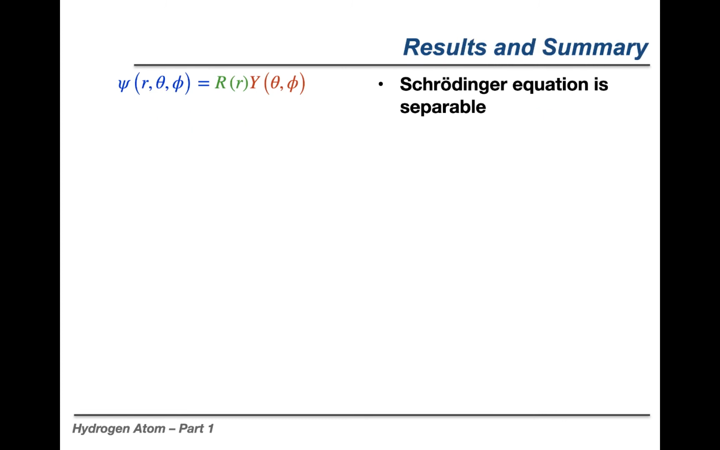So to summarize some of the key results that we will derive more fully in the next couple of videos, and some of the things we've already seen, we start by noting that the wave function psi, which is a function of r, theta, and phi, is separable and can be written as a product of a radial function R of r and an angular function Y of theta and phi.